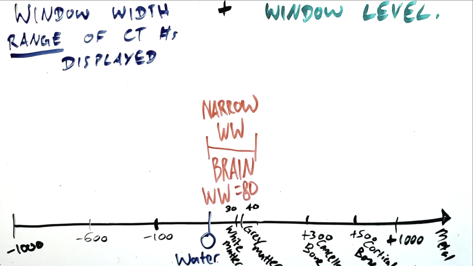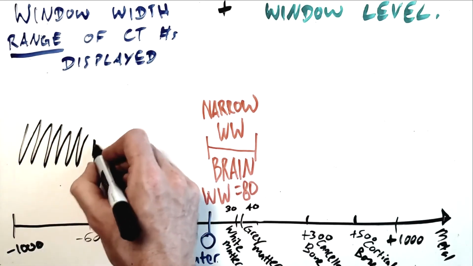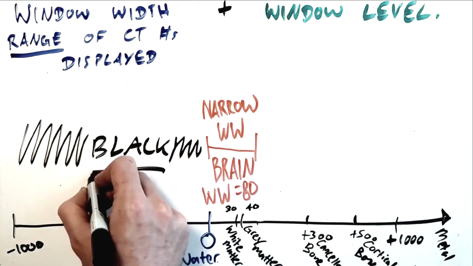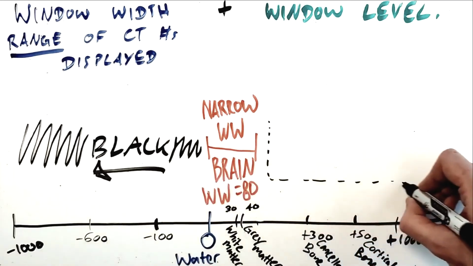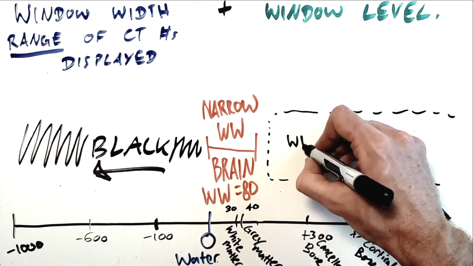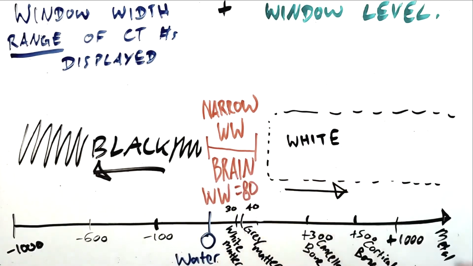It's important to understand that our entire grayscale between black and white is distributed across that window width. So if you use a narrow window, you're squishing that grayscale down to differentiate between similarly dense structures. And if you use a wide window, you can distribute those grays across a very distant range of densities. Any structure with a CT number that falls outside of your window will be displayed as black if it's lower than your window, or white if it's higher than your window.